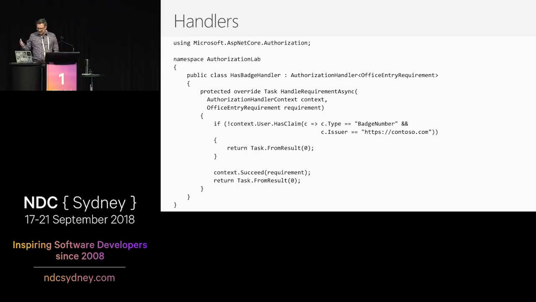And if it is correct, then I'm going to say, yep, I'm going to do task dot, well, in this case, it's task dot from result 0, because I'm caring about back compat to 1. But you can do task dot succeed and task dot finish. But the important thing to note here is context dot succeed. If your requirement has been fulfilled, you call context.succeed and pass the requirement back.